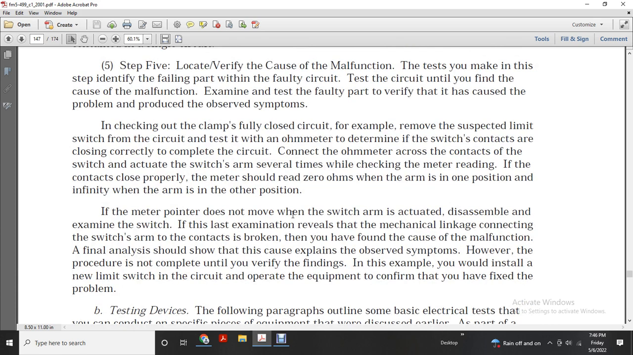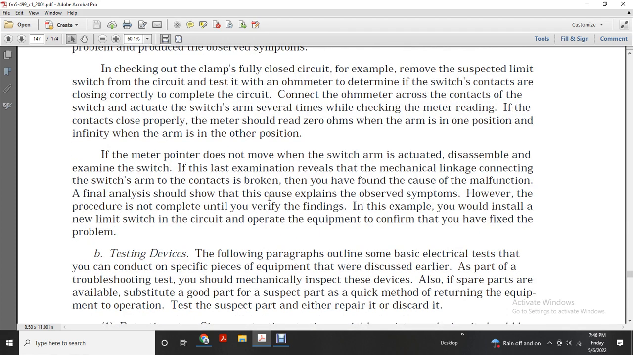In checking out the clamp's fully closed circuit, for example, remove the suspected limit switch from the circuit. Use the ohm meter to determine which switch contacts should be closed. To complete the check, connect the ohm meter across the contacts of the switch and actuate the switch arm several times, checking the meter reading. If the contacts close properly, the meter should read 0 ohms when the arm is in one position and infinite when the arm is in the other position. If the meter pointer does not move, the switch arm should be disassembled.